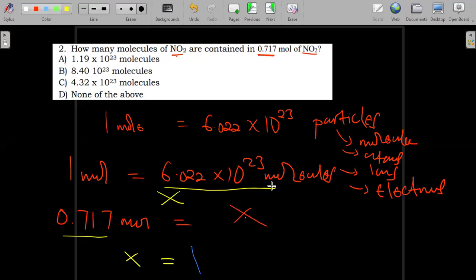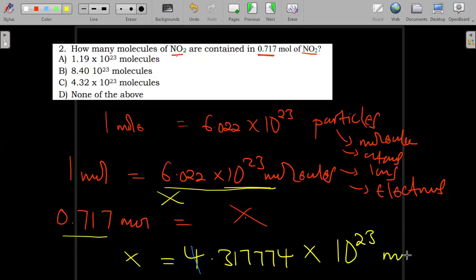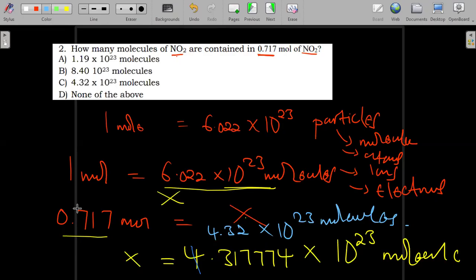So 0.717 times 6.022, I'm finding 4.31777, and then times 10 to the power 23. These are molecules. You can just round this off to best suit the answer that is there. If we round this off, we're going to get 4.32 times 10 to the power 23 molecules. So that's it on question 2.